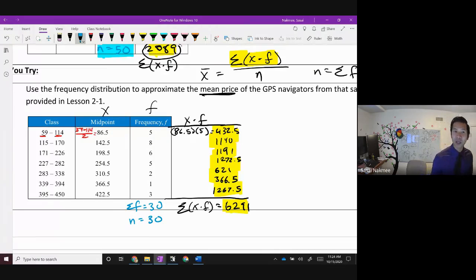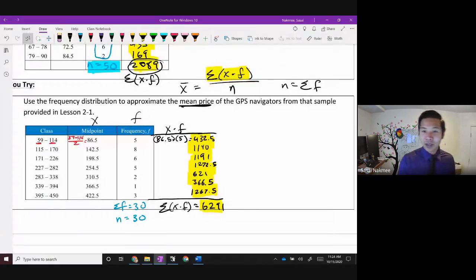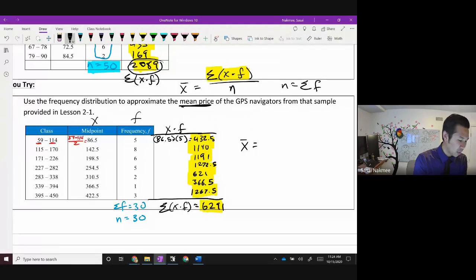That's all n represents, by the way, is the sum of your frequency, or your sample size in this case. All right, you've done all the hard work, guys. You're pretty much done. Once you have these numbers right here, the average is just going to be those numbers divided with each other. It's going to be the 6,291 divided by 30. And that's all that is.